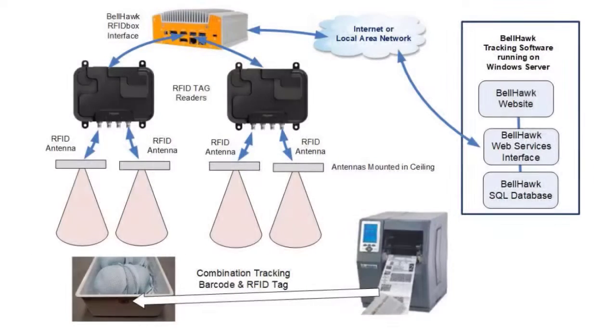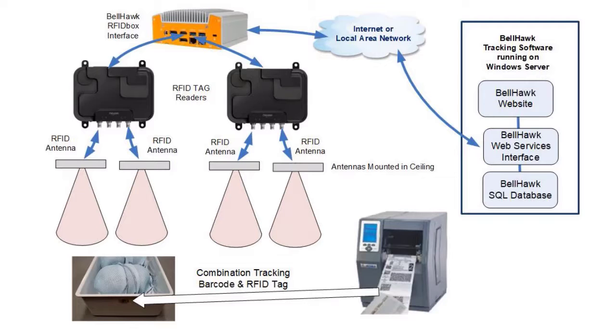Alternately, we can use RFID, radio frequency identification, to track materials. Here we place a combination barcode and RFID tag on each item we want to track or permanently attach a ruggedized RFID tag to each tote, cart, or trolley that we use to move materials. RFID antennas are typically placed in the ceiling, in flashlight mode, so as to illuminate about a 6-foot cone within which tags can be detected. Multiple antennas are then connected to RFID tag readers, which are connected via the Bellhawk RFID box to a Bellhawk tracking system, which may be in a remote data center.